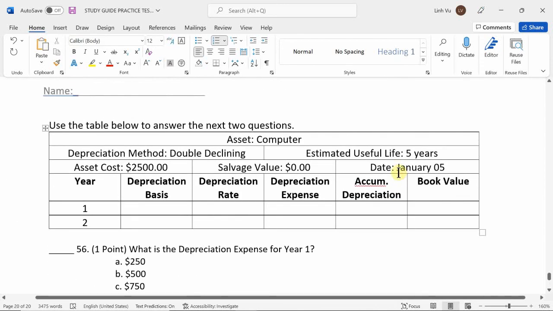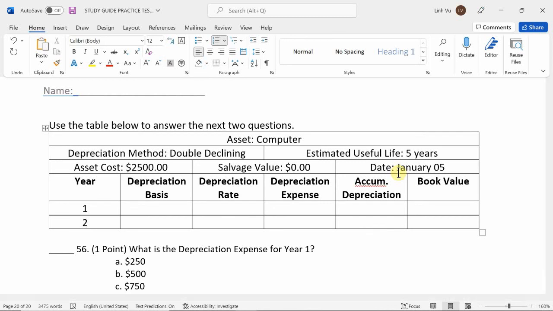Okay. All right, last two questions. We're going to be practicing the last depreciation method here, which is double declining. Same thing here. You still got a computer. You're going to double decline it. It's got 5 years estimated useful life. The asset cost is $2,500 with no salvage value, and the date that you placed into service was January 5th. So let's go ahead and complete the depreciation table.